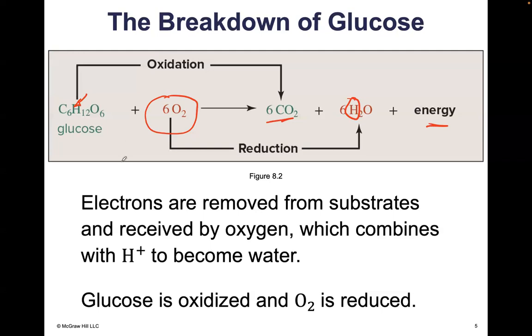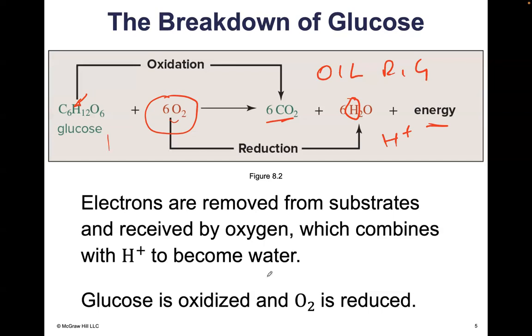Also, we can define it in terms of electrons, because we have what we call RIG. Oxidation is a loss of electrons, because when you convert the glucose to 6CO2, there would be a loss of electrons. And when you convert oxygen, there will be a gain of hydrogen ion, which is a gain of electron. So this is why it says electrons are removed from substrates and received by oxygen, which combines with the hydrogen ion to form water.